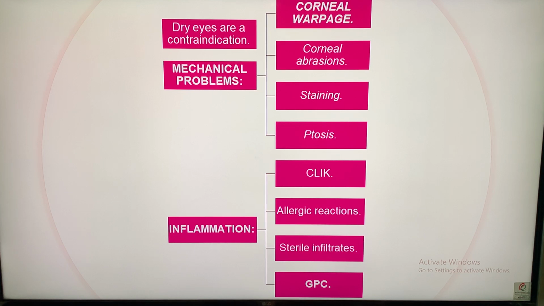In mechanical problems, the most important is corneal warpage. It is the change in the shape of the cornea due to prolonged usage of contact lenses, and it is mainly associated with hard or rigid contact lenses. Due to warpage, we have to monitor it via keratometry and topography. It may lead to a false impression that we have calculated the contact lens power wrong. Warpage leads to changes in curvature, and refractive errors are produced, and so we think that we have not calculated the power correctly before.